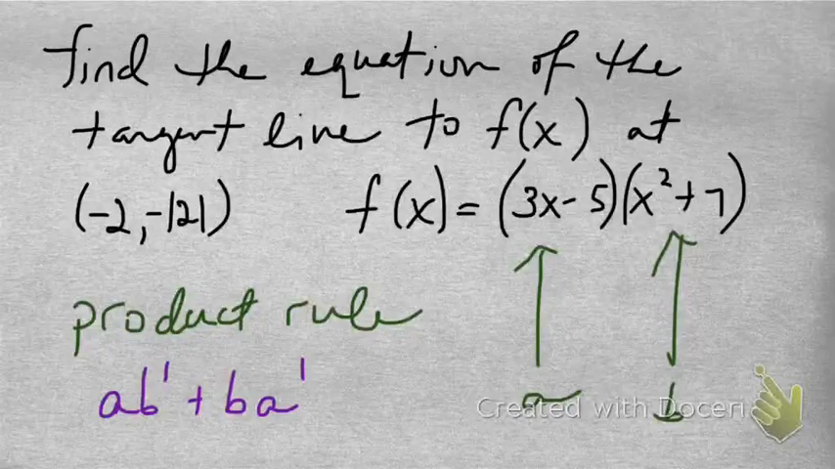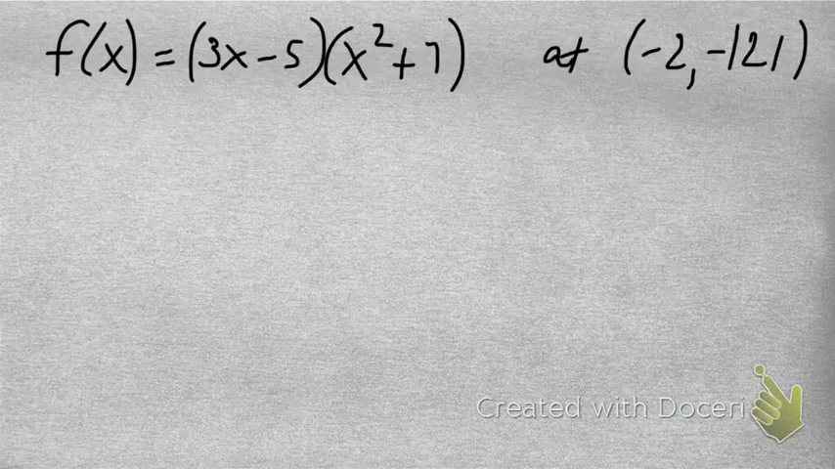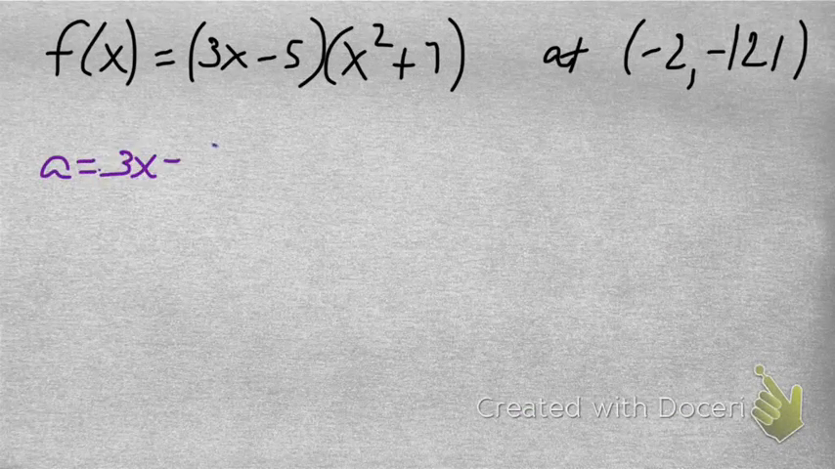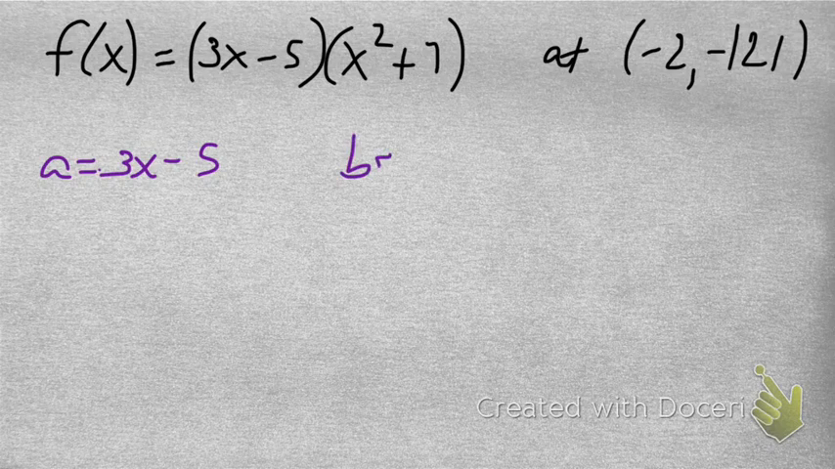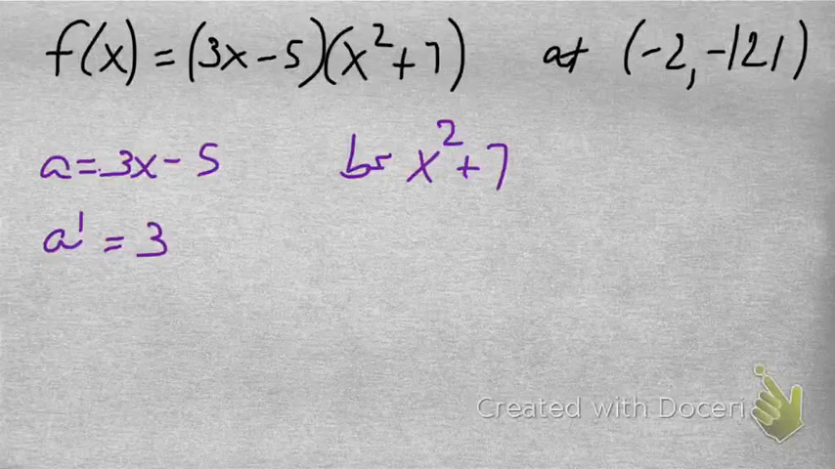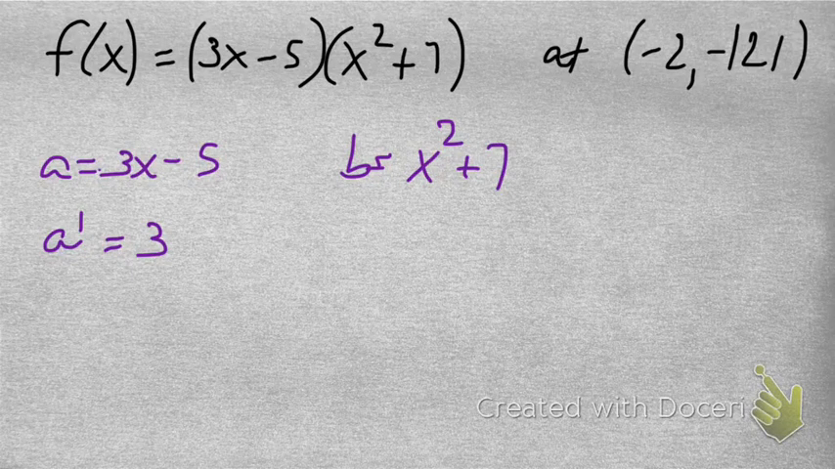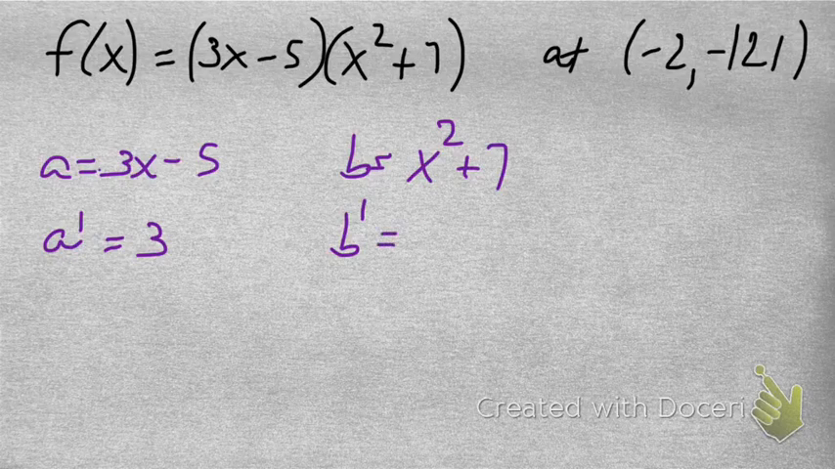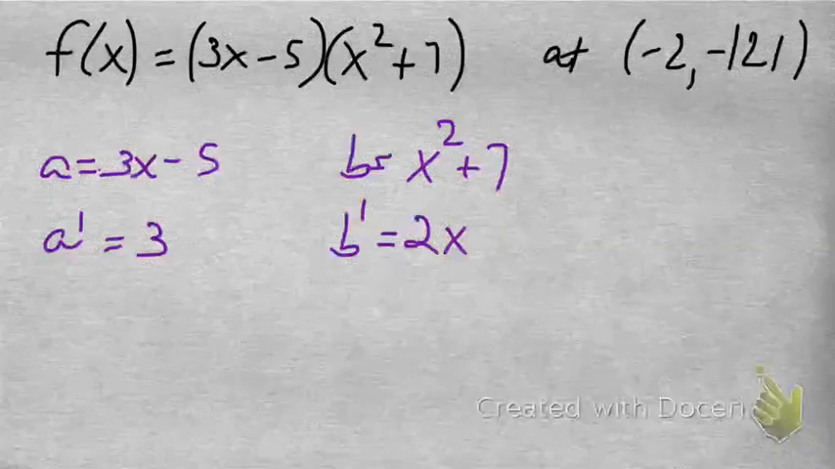Well, we've identified that A is going to be 3x minus 5, that B is going to be x squared plus 7. Now the derivative of A is just 3. The derivative of 3x is 3, and the derivative of negative 5 is 0. The derivative of B is going to be 2x. The derivative of 7 is 0. Let's put all of this together.